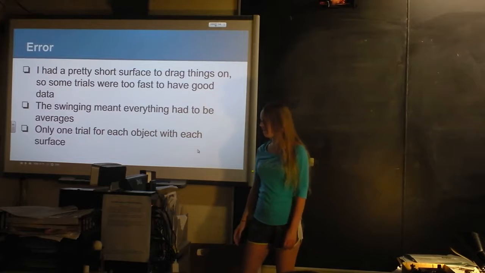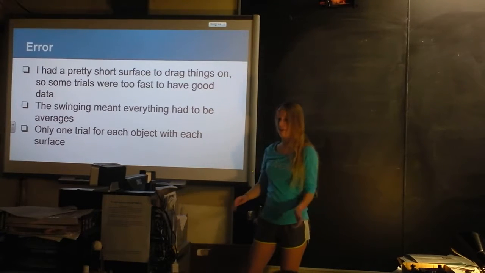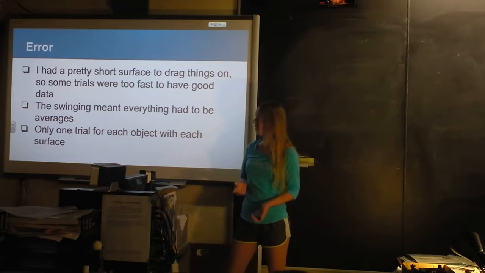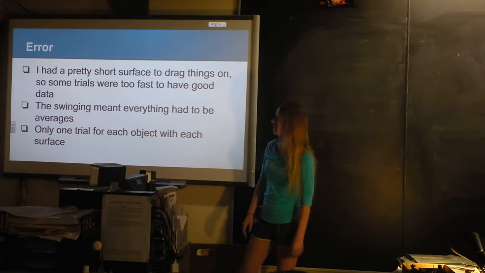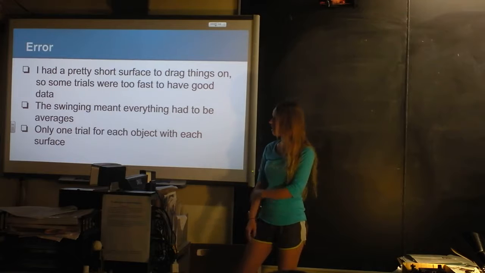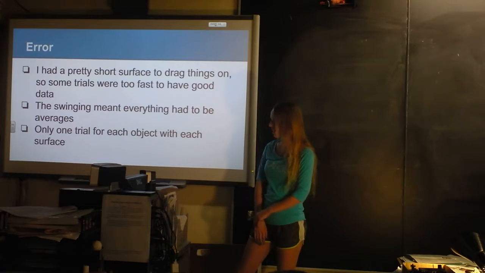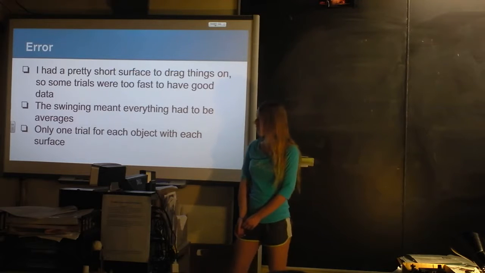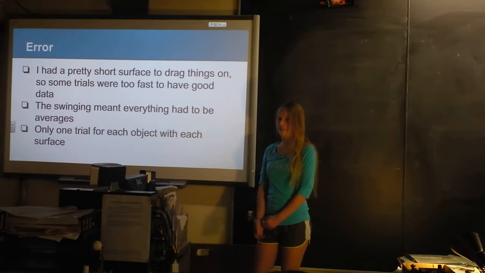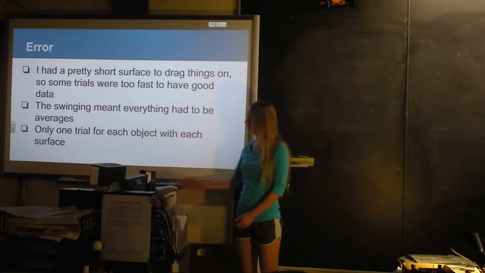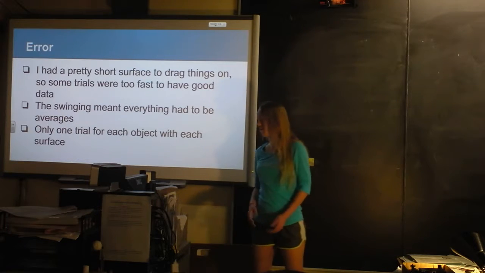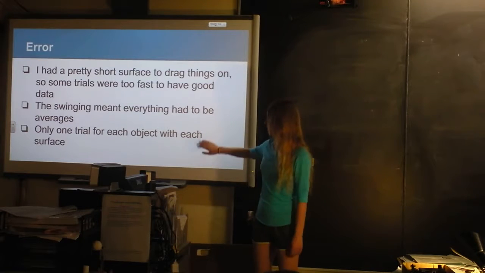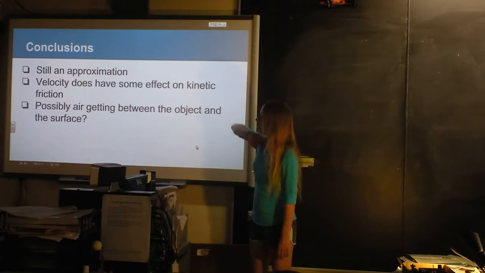I had a lot of error because I had a really short surface, so for some of them I would only get through about halfway of a sine wave, and I didn't know what that meant because I couldn't see an average. I had to take averages for all my lines because things were swinging back and forth. And I had 24 trials, so I only did one for each combination of object and surface. That might make it easier if I had time to do lots.